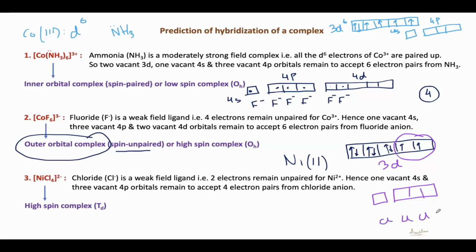So each of the 4 Cl- ligands will donate 2 electrons in the 4s and 4p. So this is 4s and this one is 4p. So the 4 Cl- ligands will donate their 2 electrons each to the 1 4s and 3 4p orbitals, and these 2 3d electrons will remain unpaired. That's why this is becoming a high spin complex, a tetrahedral high spin complex. So this is nickel 2. So that's how we can predict the hybridization of a complex using the valence bond theory.